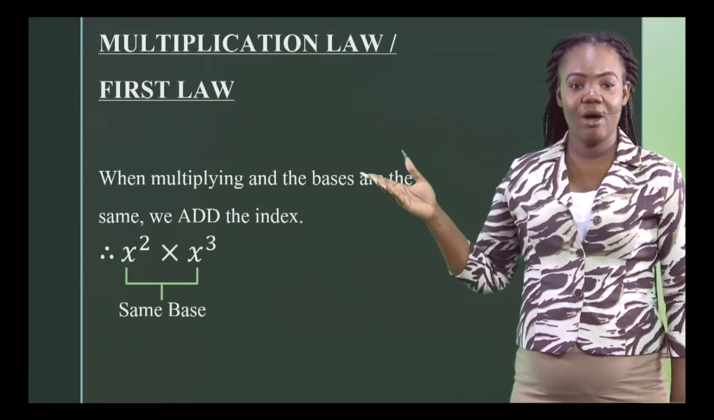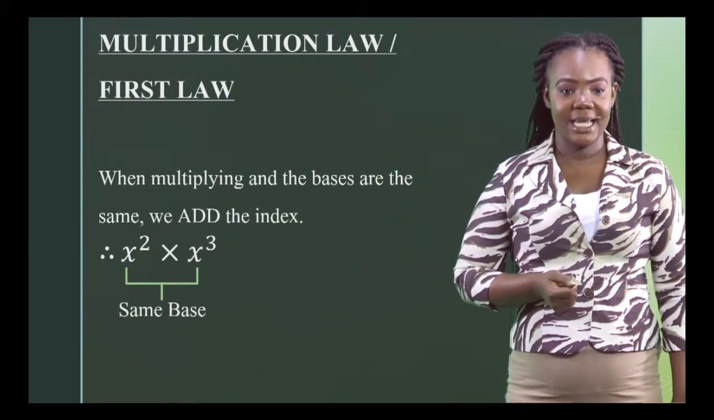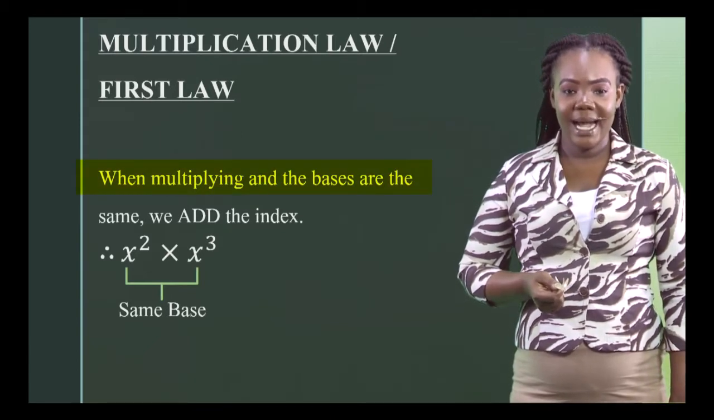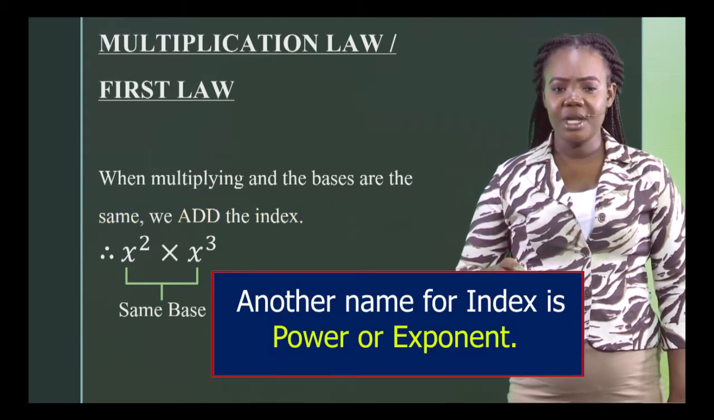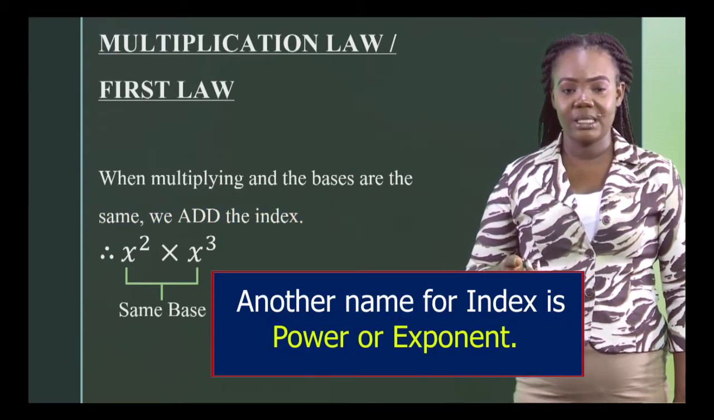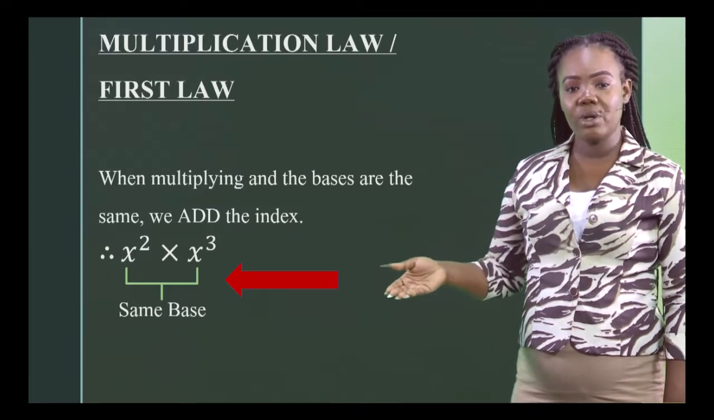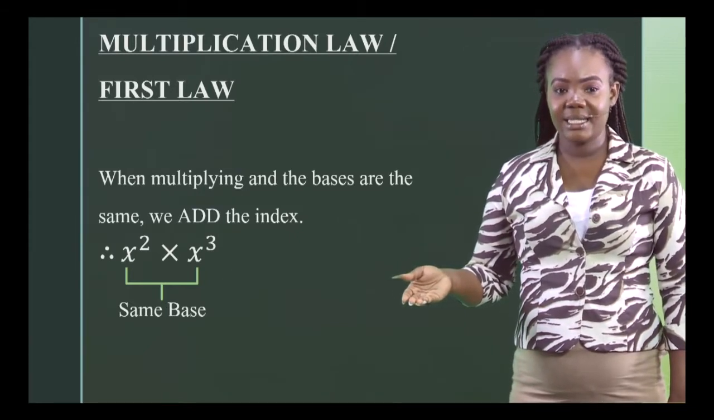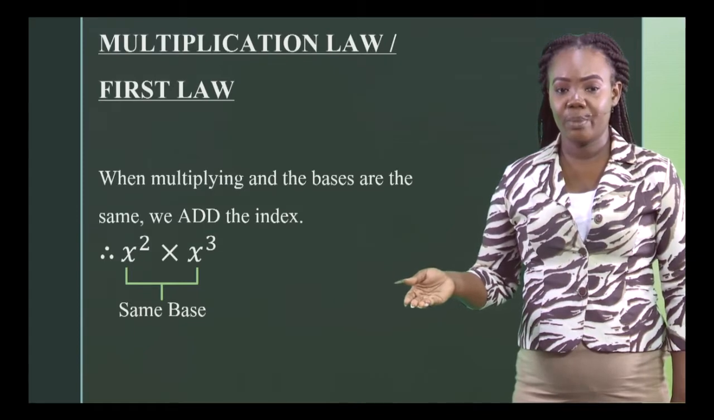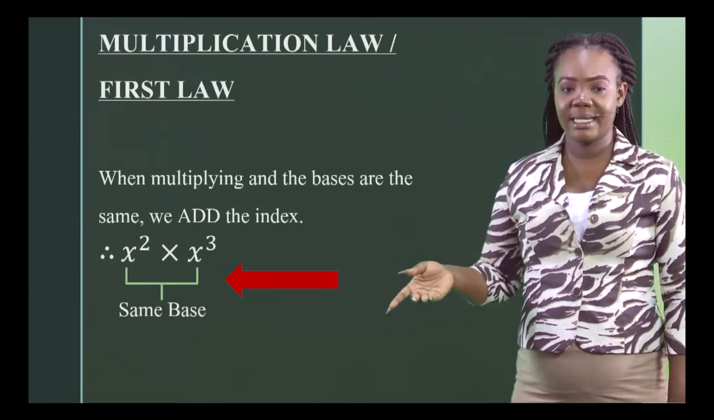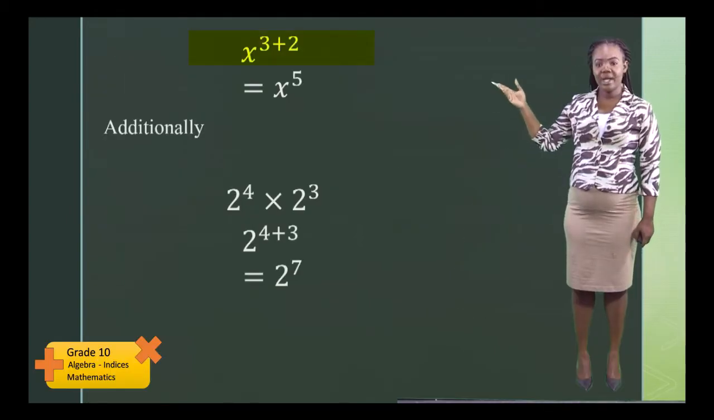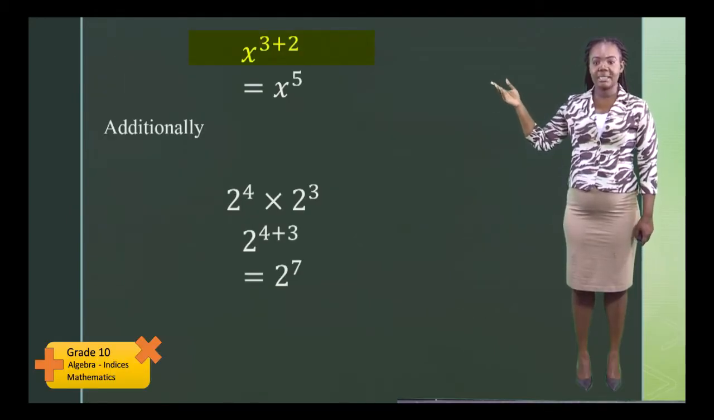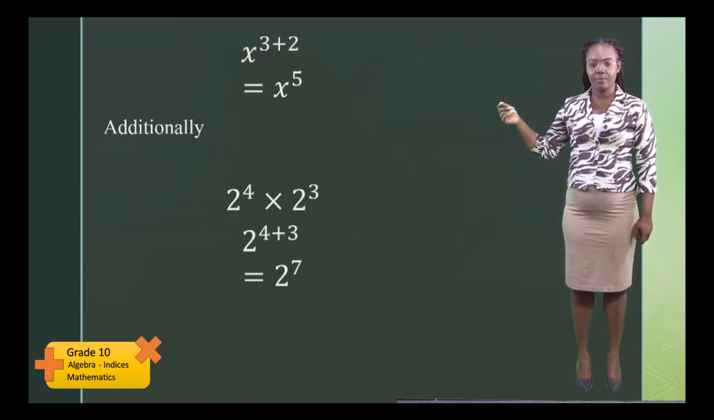The multiplication law, or the first law of indices. It says when multiplying and the bases are the same, we add the index. Another name for index is the power or the exponent. So here we can see that in x to the 2nd power multiplied by x to the 3rd power, both the bases are the same. So we go ahead and we simplify. Here we have x to the 3rd plus 2nd power. That will give you x to the 5th power.